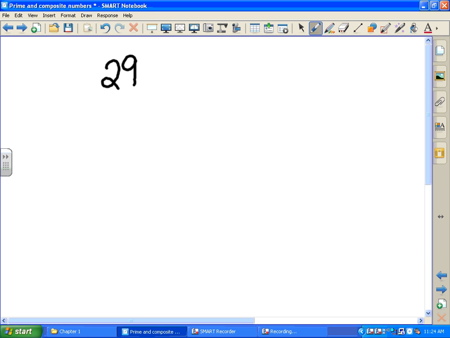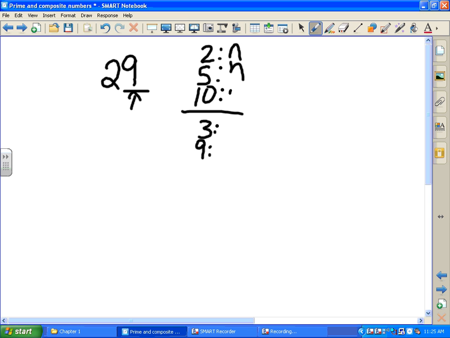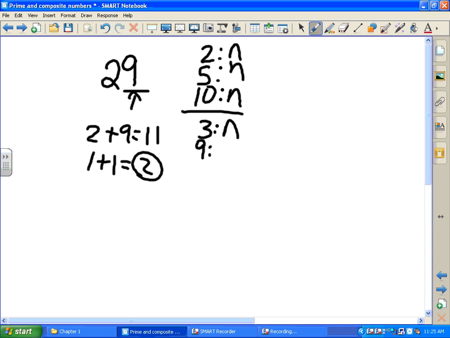Okay, so here we go. 2, 5, 10, 3 and 9. So for 2, 5, and 10, I'm looking at the ones digit. Is it divisible by 2? Is it divisible by 5? Is it divisible by 10? So this is a no, a no, a no. 2 plus 9 is what? 11. 1 plus 1 is what? Is it divisible by 3? No. Is it divisible by 9? No. Beautiful, you guys. Now, this is a no on everything.